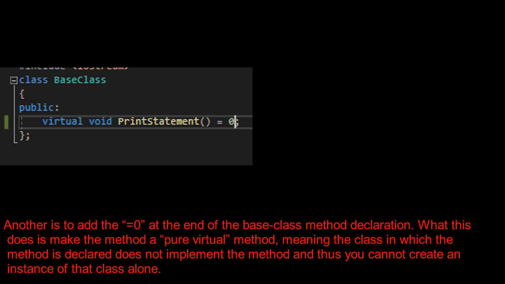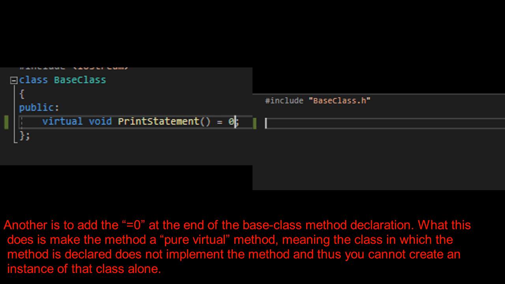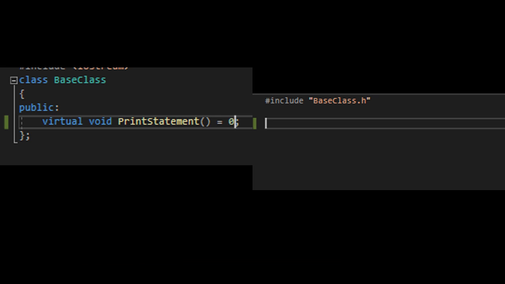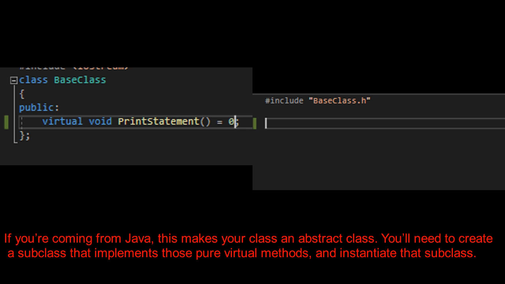Another is to add the =0 at the end of the base class method declaration. What this does is make the method a pure virtual method, meaning the class in which the method is declared does not implement the method, and thus you cannot create an instance of that class alone. If you're coming from Java, this makes your class an abstract class. You'll need to create a subclass that implements those pure virtual methods and instantiate that subclass.